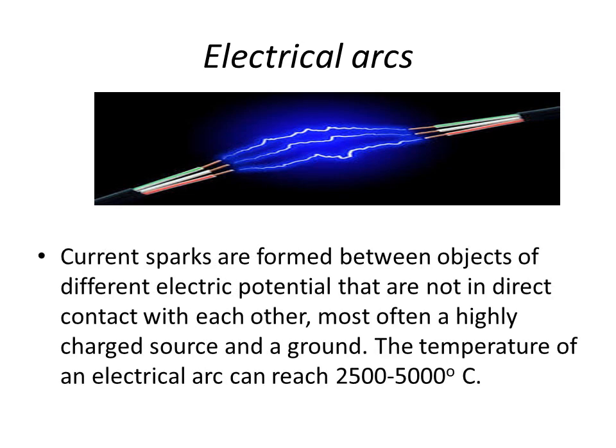Sparks are formed between objects of different electrical potential that are not in direct contact with each other, most often a highly charged source and a ground. The temperature of this electrical arc can reach around 2500 to 5000 degrees Celsius. So this is a type of injury mostly because of high temperature.